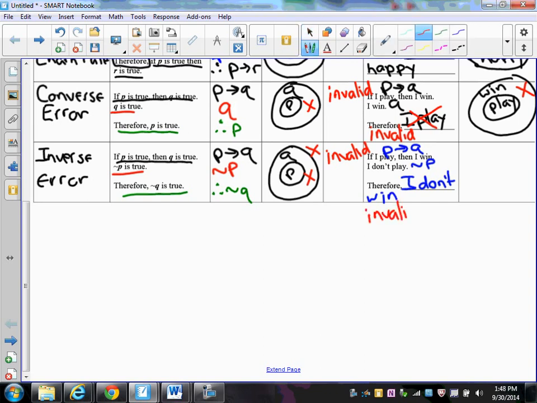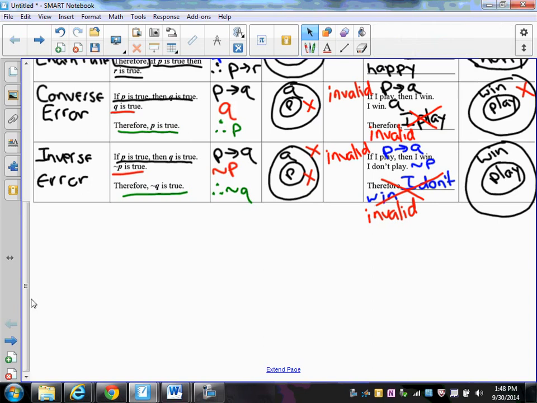And to give you an example of where it's invalid, let's draw our Venn diagram again. So we have play, and we have win. So an example of where we don't play could be right here. It's outside of the play circle, but it's inside the win circle. So that's not always true. That's an error, the inverse error.